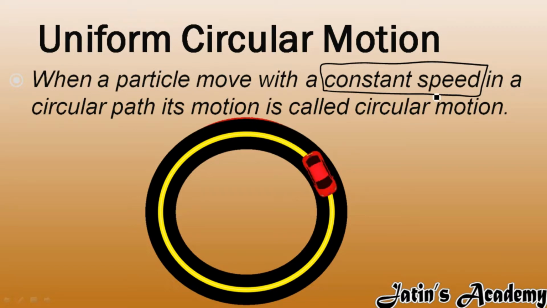Whether velocity is changing or not, or acceleration is changing or not, that we don't know. But in uniform circular motion, one thing is clear, that the speed is constant. So speed is constant in a uniform circular path, so it is called uniform circular motion.